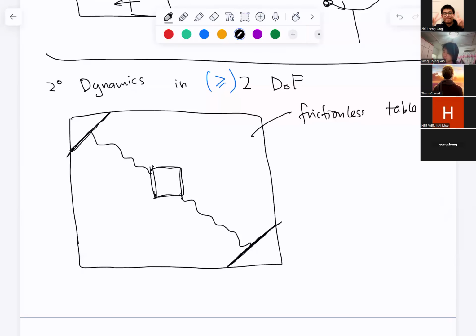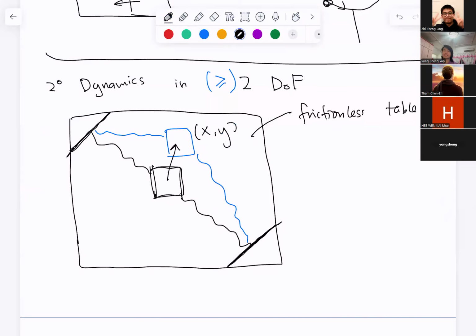So the box can move on this X and Y plane on the table, in any position it can. So for example, you can move it to here. So the question is, if you just displace the box randomly by some displacement vector x and y from its equilibrium point, what happens?